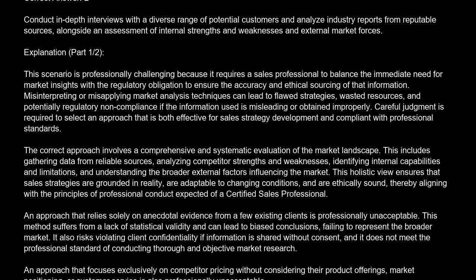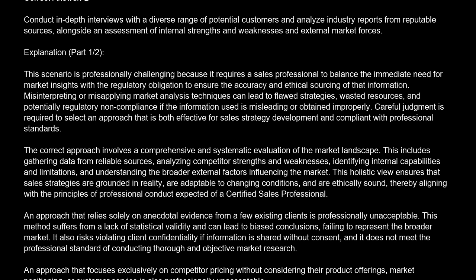Explanation. This scenario is professionally challenging because it requires a sales professional to balance the immediate need for market insights with the regulatory obligation to ensure the accuracy and ethical sourcing of that information. Misinterpreting or misapplying market analysis techniques can lead to flawed strategies, wasted resources, and potentially regulatory noncompliance if the information used is misleading or obtained improperly.